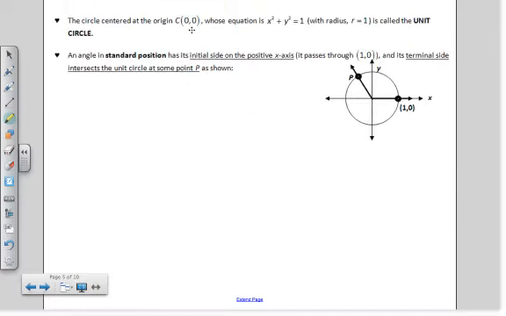Now, a circle centered at the origin has this equation. You should recognize that because it is (x minus h) squared plus (y minus k) squared, where h and k are 0, and it has a radius of 1. We call this the unit circle. You are going to learn to love this. The unit circle is our favorite thing, as you're going to see. An angle in standard position has its initial side on the positive x-axis. It goes through the point (0, 1), and its terminal side is somewhere in the circle. We can see that angle is clearly obtuse because it's bigger than 90 and less than 180.